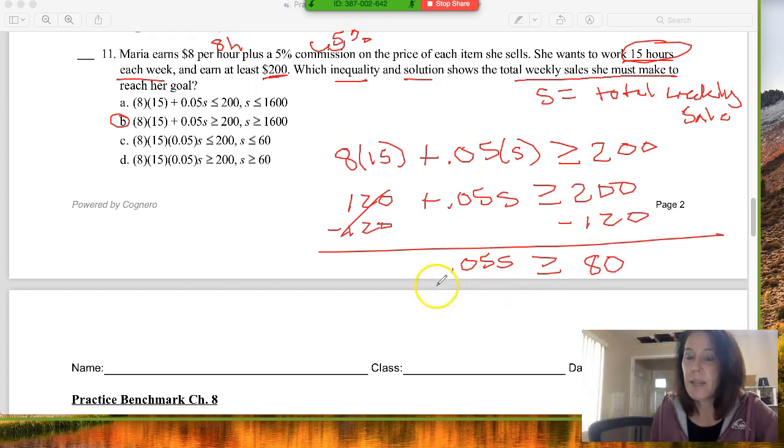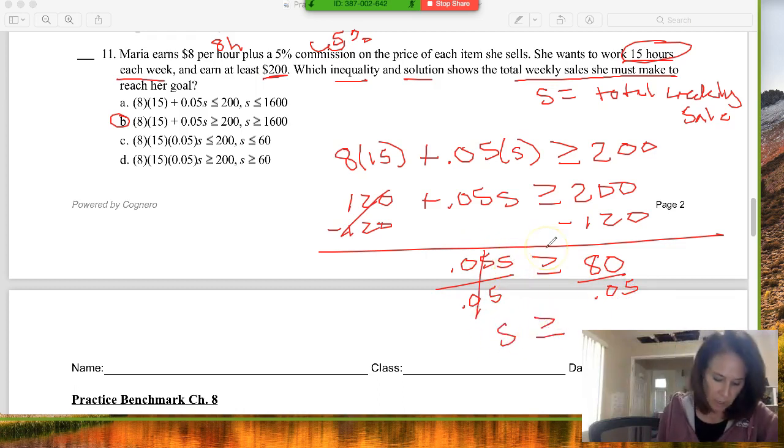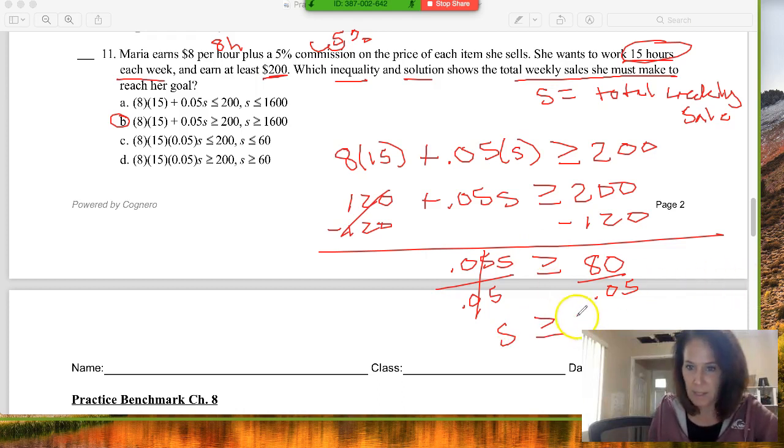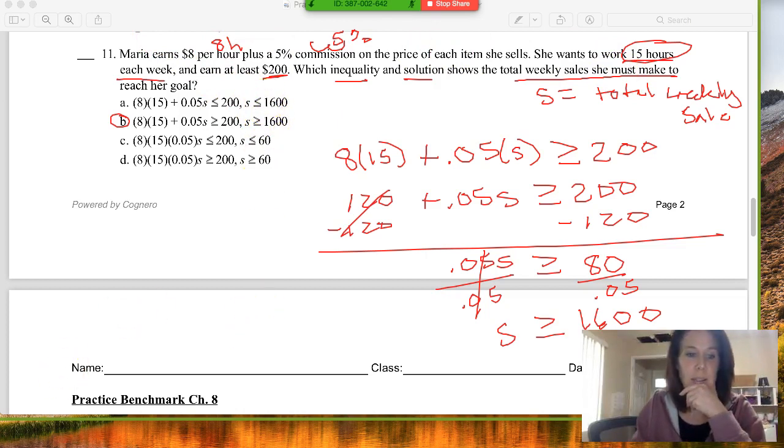And then to find S, I'm going to divide both sides by 0.05. I am not dividing by a negative, so I do not flip my sign. So I get S is greater than or equal to 80 divided by 0.05, which is 1600. So she needs to sell at least 1600 a week to make her $200. All right, on to the next one.